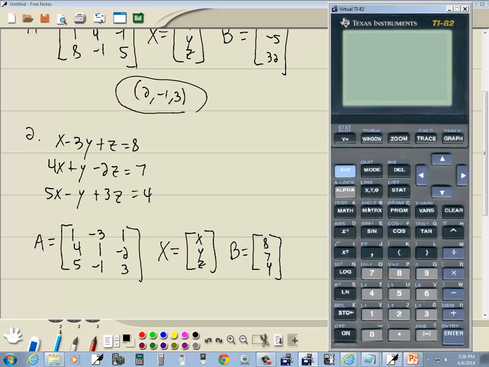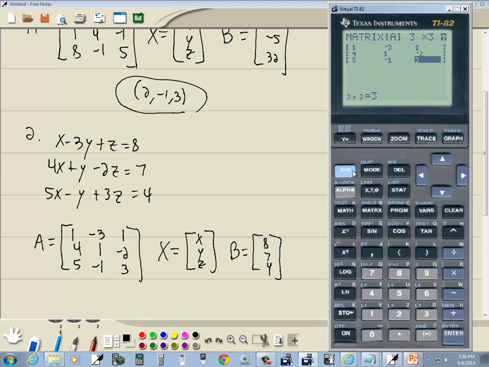Okay, so press clear to clear that out. I'm going to go to my matrix button, right arrow twice over to edit, enter on A. Size of this matrix is a 3 by 3. It doesn't have to be. It can be a 4 by 4. It works the same way. I'll do 3 enter, 3 enter. And I got 1 enter, -3 enter, 1, 4, 1, -2, 5, -1, and 3. Okay, let me double check that.